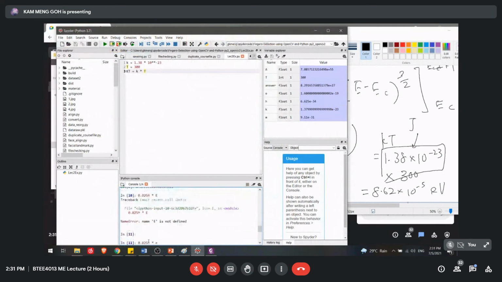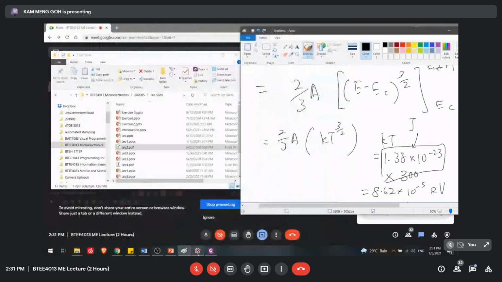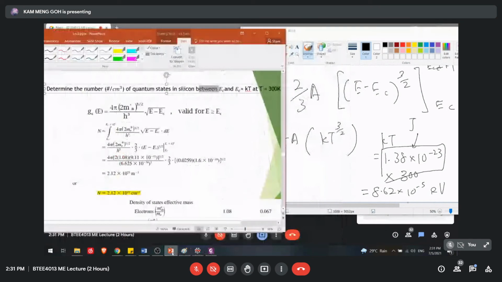Okay, you can see that both values are actually kind of similar. One is 4.13 times 10 to the power negative 21. One is 4.14 times 10 to the power negative 21. So that's why people tend to use 0.0259 to make it shorter. Okay, so back to the slide just now. You just need to multiply everything, then you get the final value.